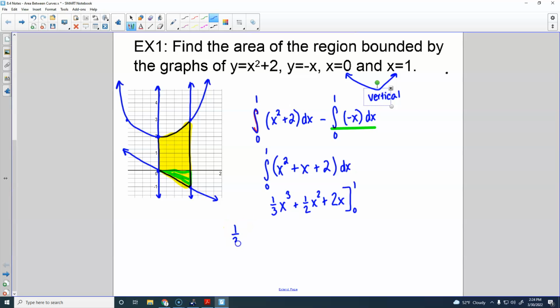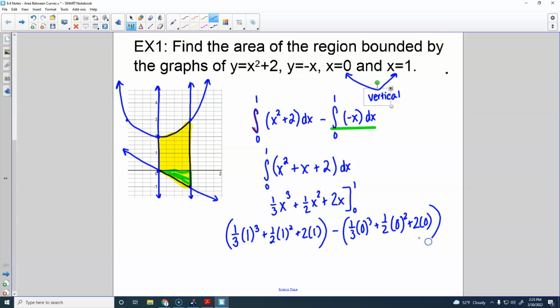And we'll have 1/3 times 1 cubed plus 1/2 times 1 squared plus 2 times 1, minus, here you'll have 1/3 times 0 cubed plus 1/2 times 0 squared plus 2 times 0. So we get 1/3 plus 1/2 plus 2. And then this is just going to be 0.